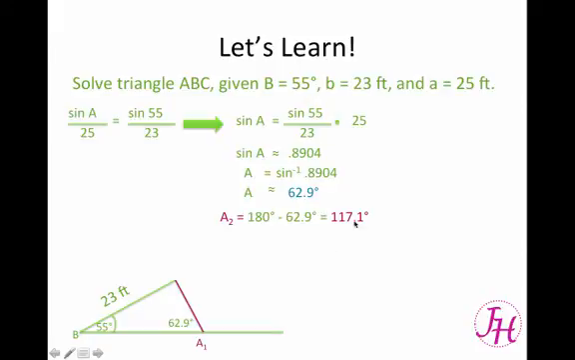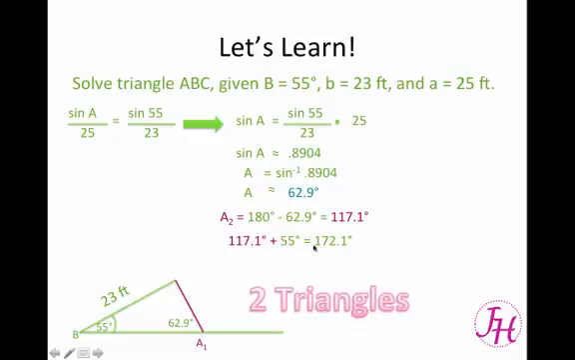Now we take that and subtract from 180 to see if there's another triangle that could be drawn here. And when we do that, we see that we get 117.1. And when we add that to angle B, we get less than 180 degrees. So there are two triangles here.